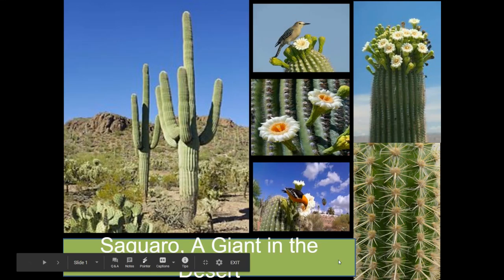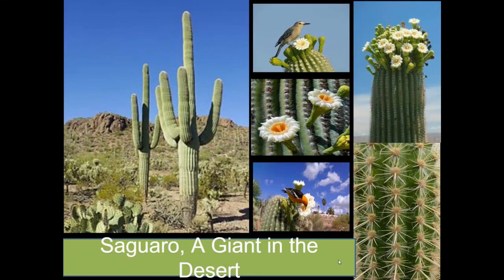Hello, I'm Mrs. Jansen, and today for our art, we're going to create a saguaro cactus. We can think of the saguaro as a giant in the desert. This cactus provides food and shelter for different creatures. Here you see birds feeding on the nectar of the flowers.